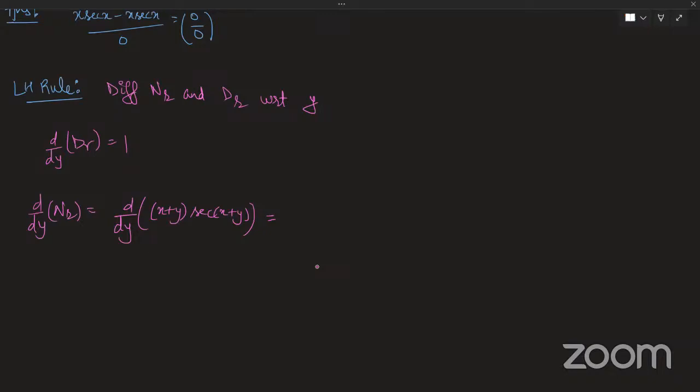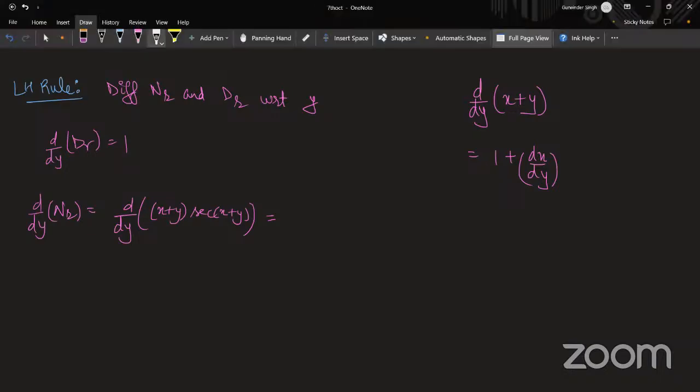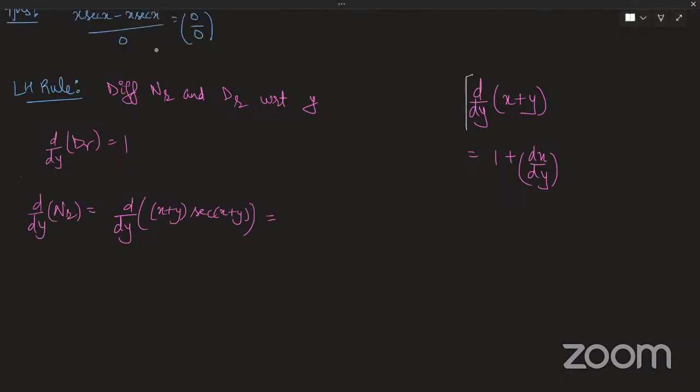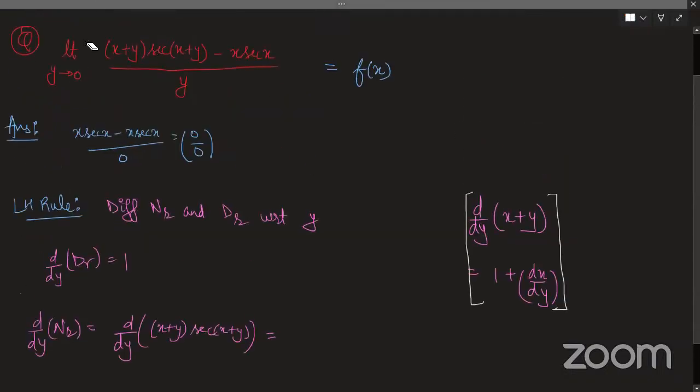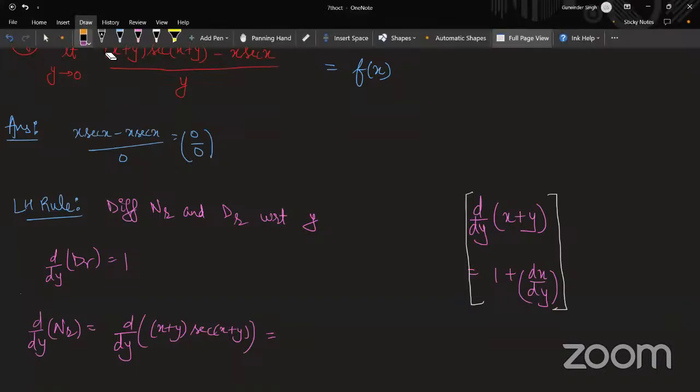What should d by dy of x plus y be according to you? Should it be 1 plus dx by dy? Right? Yes, sir, it should be like this. Okay. Now this is where the trick part of the question comes into the picture. This thing is wrong. It will be only 1. And I'll tell you why.